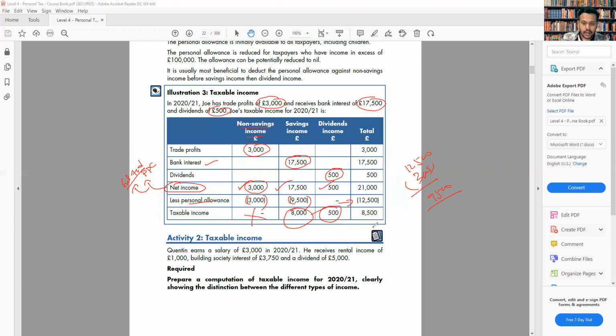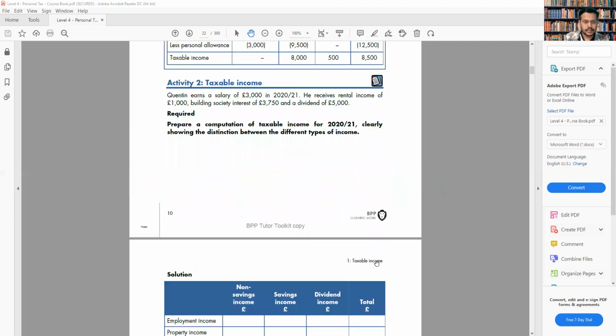All right. Let's have a look one example, activity 2. Activity 2, we have a taxable income. So let's try to do this question. So in this question, they said Q earn a salary 3,000. So salary is 3,000 for 2021. He received a rental income of 1,000. Building society interest is this and dividend is this.